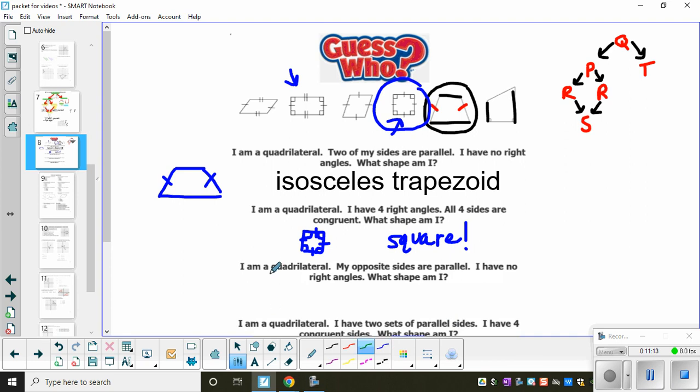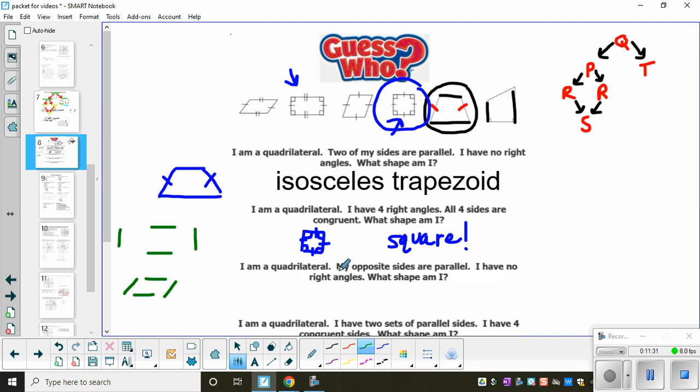All right, now we're on the third one. So I am a quadrilateral, obviously. My opposite sides are parallel. So that means opposite here would be parallel and this side opposite is parallel. It could be a parallelogram like this. We don't know yet, but we know we're dealing with a parallelogram.